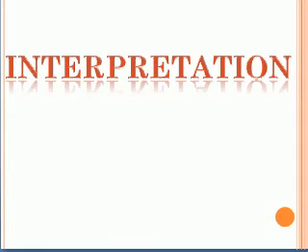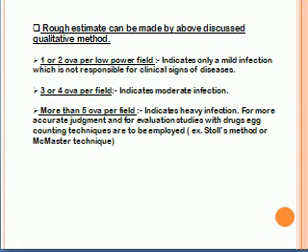For interpretation, a rough estimate can be made by the above discussed qualitative methods. If there are 1 or 2 ova per lower power field, it indicates only a mild infection which is not responsible for clinical signs of disease. If there are 3 or 4 ova per field, it indicates moderate infection. If there are more than 5 ova per field, it indicates heavy infection.